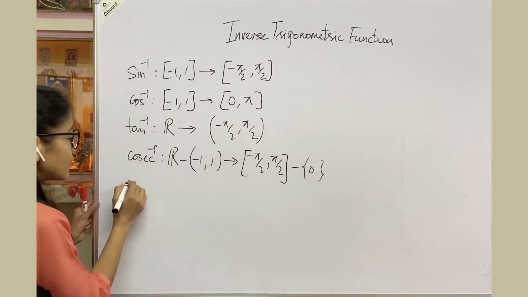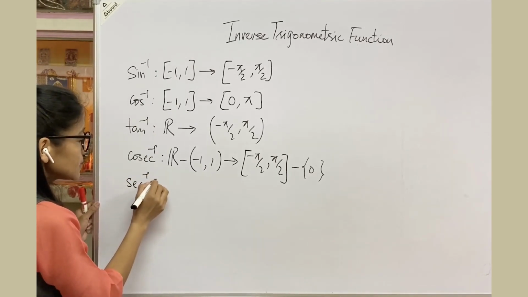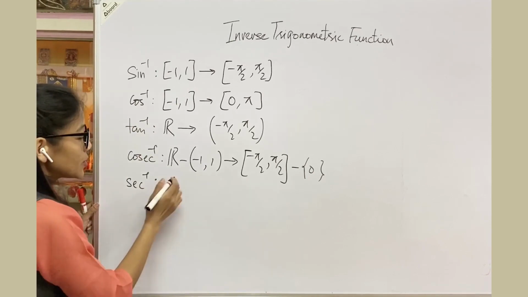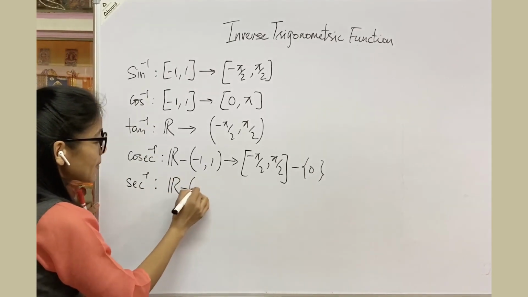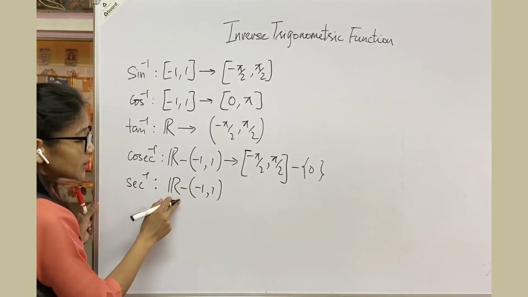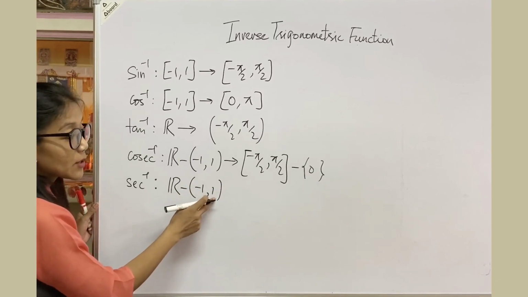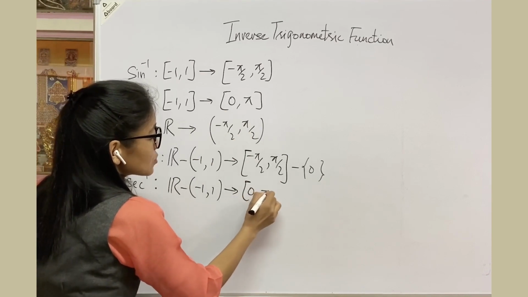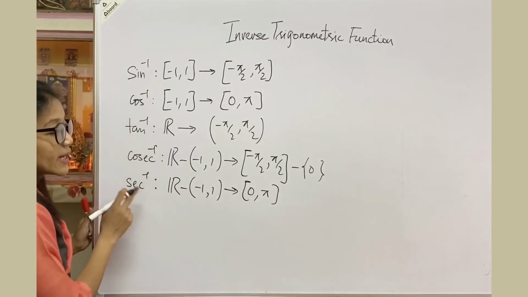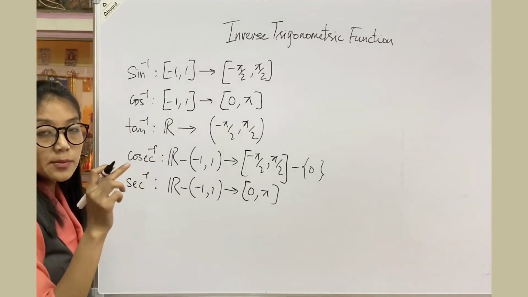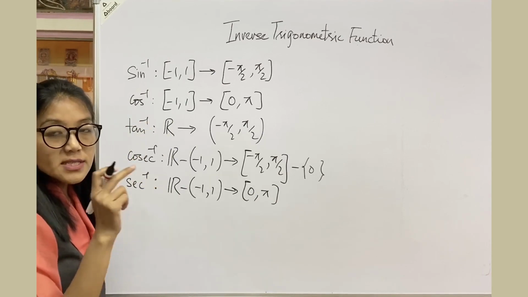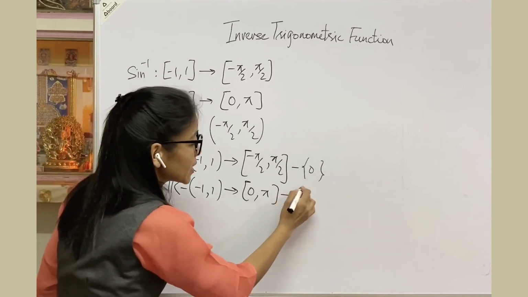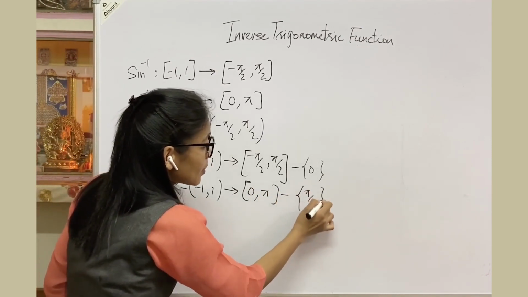Then we have sec inverse. Sec inverse is the reciprocal of cos inverse. So the domain of sec inverse is the same as cosec inverse, that is the set of all real numbers, excluding the open interval -1 to 1, and its principal branch is the closed interval 0 to π. We know that sec is not defined at π/2. Sec means 1 upon cos, and cos is not defined at 90 degrees, so π/2. So we have to exclude π/2 here.